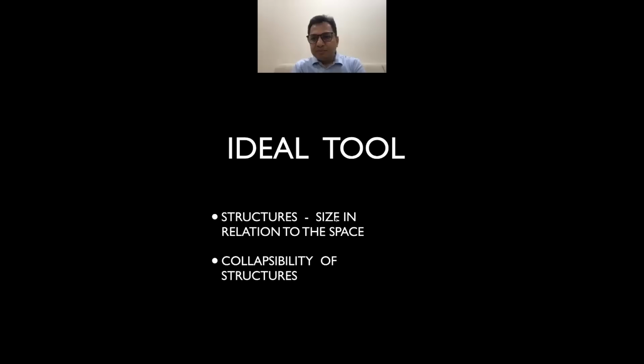So what is the ideal tool? Out of these 5 that we discussed, what is the ideal tool to diagnose dynamic obstruction? The ideal tool will be one which will show us the structures. What structures are causing obstruction? What is the size of the structure which is causing obstruction? And what is the size in relation to the space that it occupies?